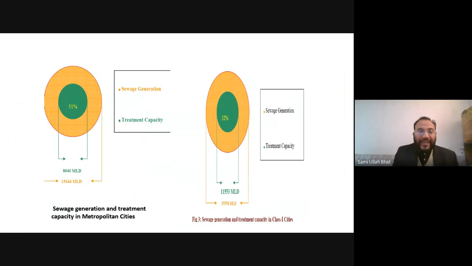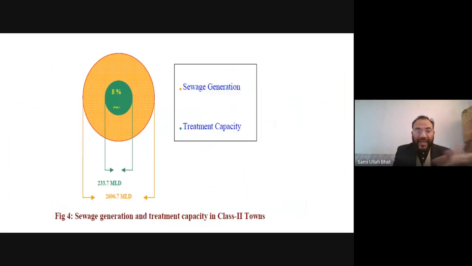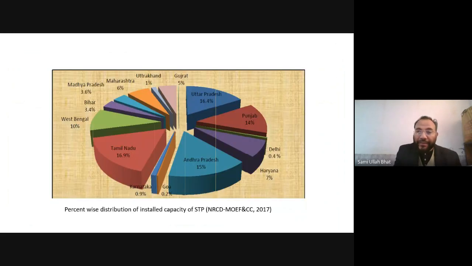Now, if you look at sewage generation in the Indian context, in the class first cities you have 50% sewage generation, and the treatment capacity is only 51%. But if you look at the metropolitan cities, sewage generation and treatment capacity is only 32%. Having said this, what is the fate of our metropolitan cities in India, the class first and class second towns? In class second towns you have only 8% capacity. All of this data speaks of a large difference between the amount of wastewater generated and the capacity that we have. As long as this large gap remains, our public health will be compromised. Now look at this percent-wise distribution of installed capacity of STPs.